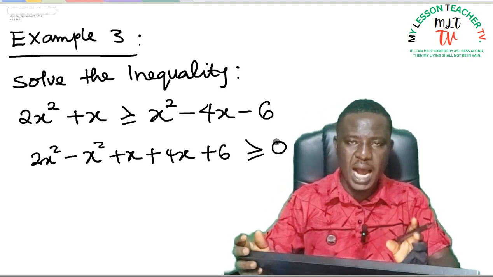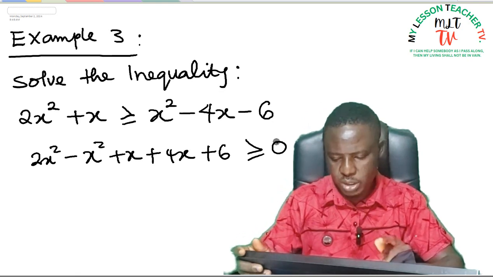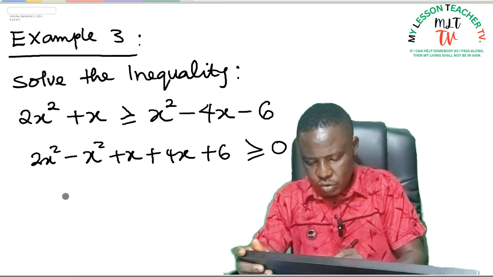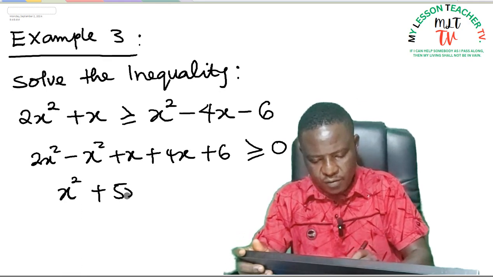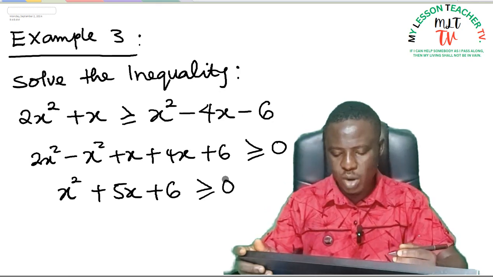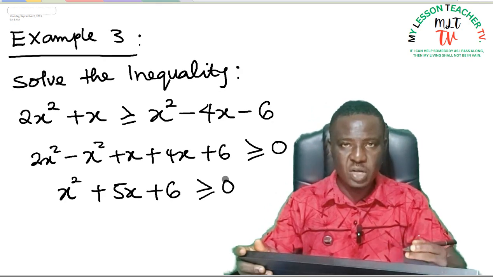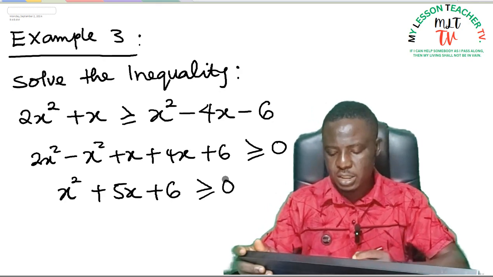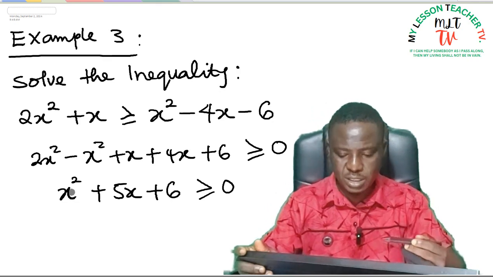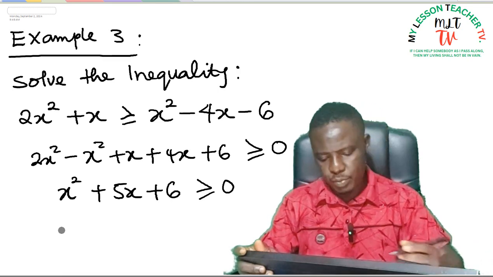When you subtract or add terms to an inequality, it does not change the sense of the inequality. So when you simplify further, this gives you x squared plus 5x plus 6 is greater than or equal to 0. At this point, we have expressed it to be greater than or equal to 0. We shall then find the zeros of the inequality. Already, since the coefficient of x squared is positive, we are going to have a U-shaped parabola. So let's look for the zeros of the inequality.